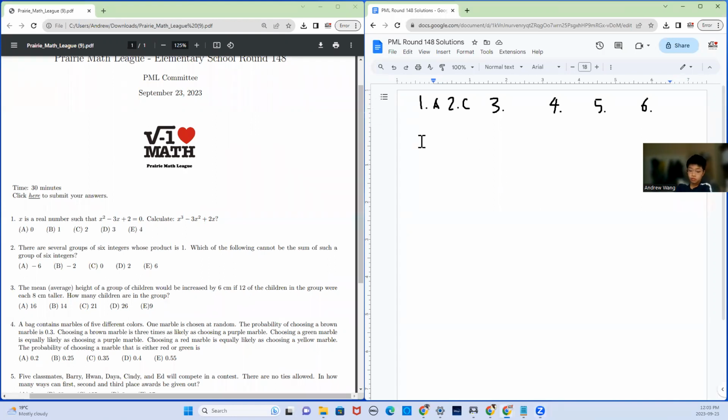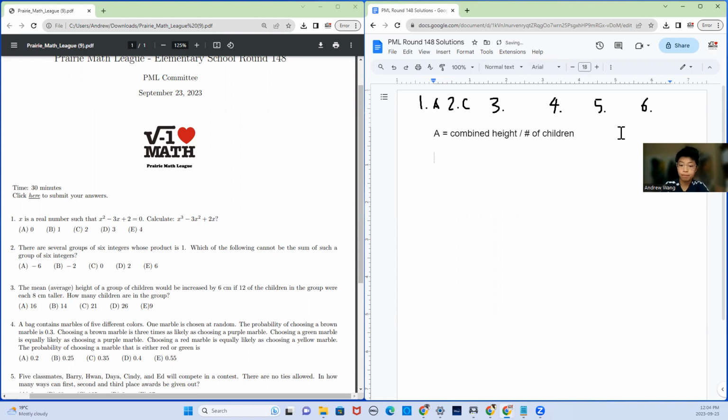So let us first get some information. Average is usually the combined value of something. In this case, it's height. So we're going to combine height divided by how many of those heights there are. So basically, in this situation, the number of children. And since we're talking about an increase in average, it will be something like this.